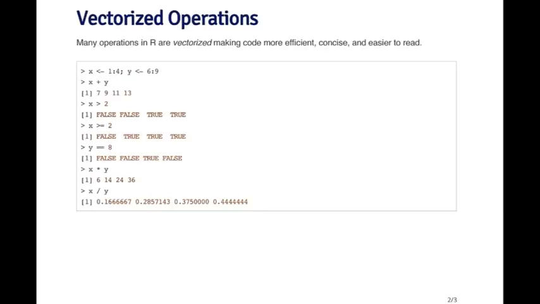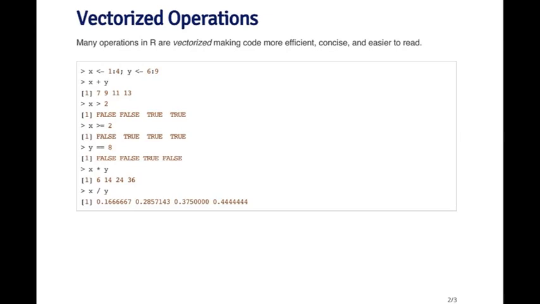The idea with vectorized operations is that things can happen in parallel when you, for example, want to do a computation. Suppose I've got two vectors here, x and y. x is the sequence 1 through 4, and y is the sequence 6 through 9. And I want to add the two vectors together. When I say I want to add them, what I mean is I want to add the first element of x to the first element of y, the second element of x to the second element of y, the third element to the third element. So I want to do things in parallel like that.